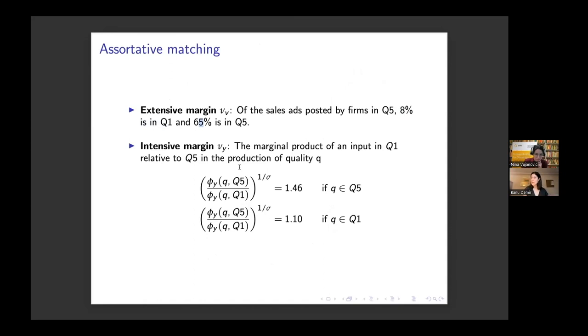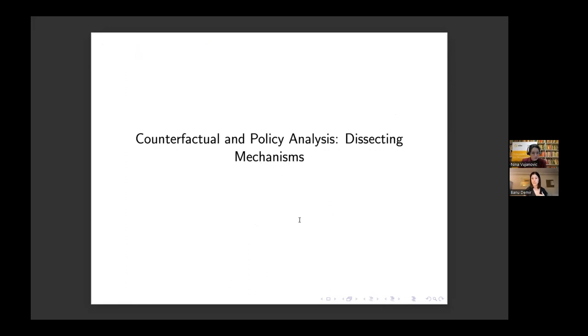What about the intensive margin quality complementarity? As I said before, high quality input always has a higher marginal product, but this productivity advantage is very, very large if the buyer is also in the high quality segment compared to a buyer in the lowest quality segment. So this already tells us that the quality complementarity is pretty strong.